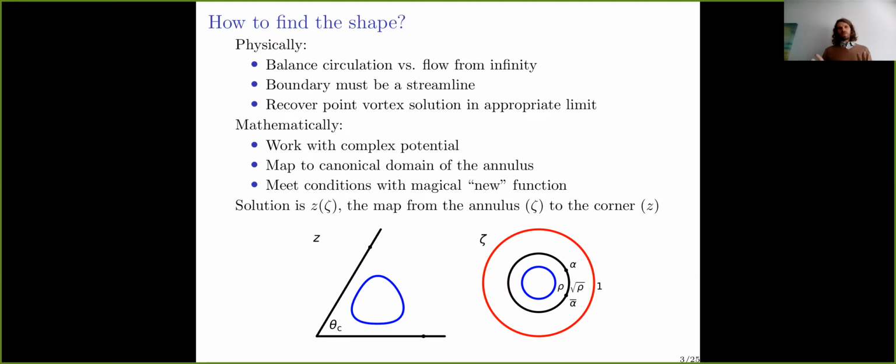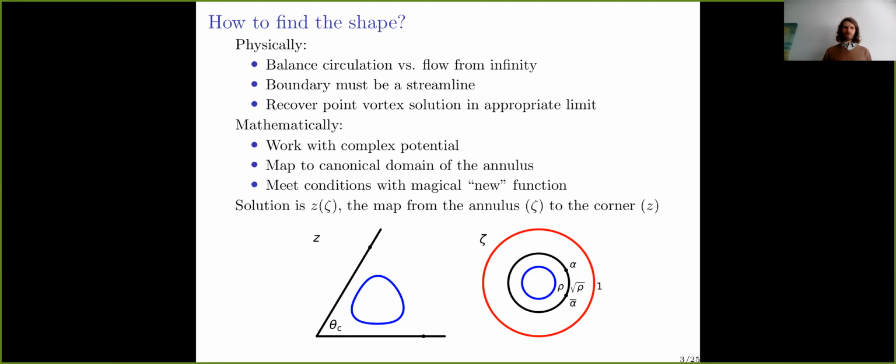So physically, what we're going to need to do is we have this corner and we have some sort of vortex there. So we're going to be balancing circulation around the vortex with some sort of flow from infinity. Of course, the boundary is going to need to be a streamline, the corner boundary and the vortex boundary. And we hope to recover the point vortex solution as we get really far away from our hollow vortex.